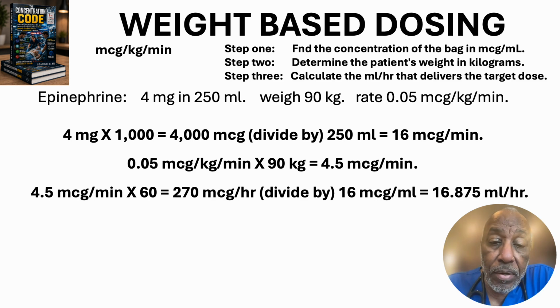Epinephrine calculation for a patient. The bag is 4 milligrams in 250 milliliters. The patient weighs 90 kilograms. The ordered starting dose is 0.05 micrograms per kilogram per minute.